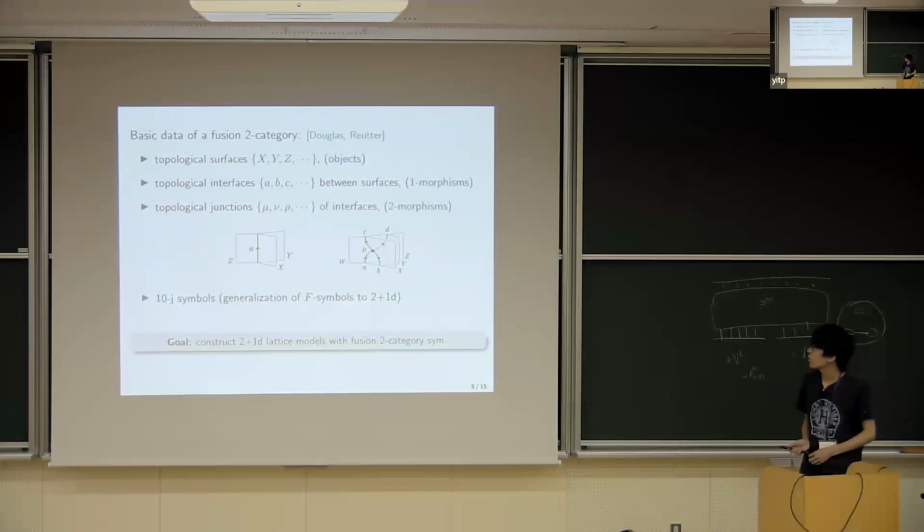And the basic structure of a fusion 2-category is very similar to that of a fusion 1-category. Basically, a fusion 2-category just consists of the set of topological surfaces, also called objects, and the set of topological interfaces of topological surfaces, also called 1-morphisms, and the set of topological junctions of topological interfaces, which are also called 2-morphisms, and the set of complex numbers that are called symbols. Just as in the case of a fusion 1-category, 1-morphisms and 2-morphisms can be represented by fusion diagrams like this. And these algebraic data describe the symmetry in 2+1D. And the goal of this talk is to construct concrete 2+1 dimensional lattice models with this symmetry.